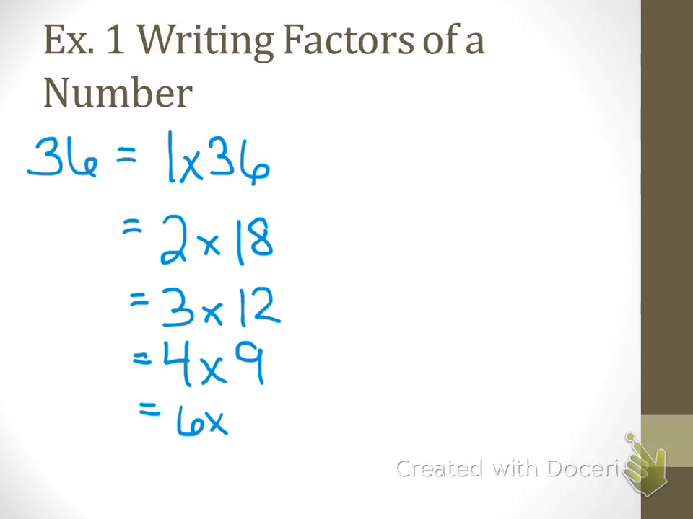What about 7? No. What about 8? No. What about 9? 9 times 4, and 9 has already been listed, except it was 4 times 9. So as soon as it starts repeating itself, you know that you've listed all the factors.